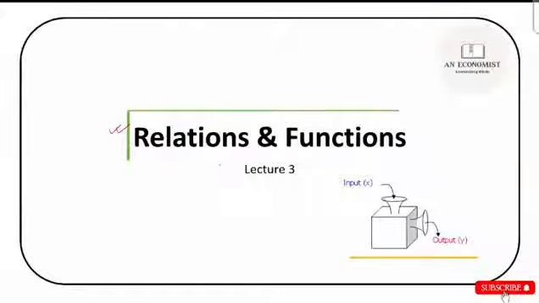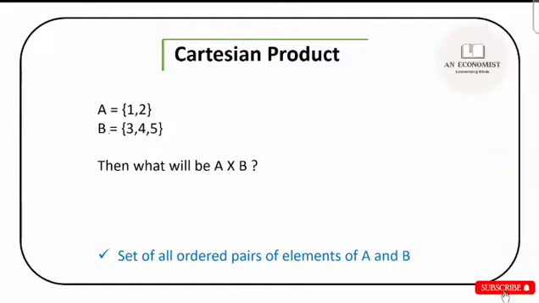So let's get started. In order to understand what a relation is all about, we need to know something called the Cartesian product. So let us talk about that first. You are given two sets, set A and set B. Now if I ask you what will be A cross B, A cross B is nothing but the Cartesian product of the two sets A and B. Then what will you do? You will write A cross B in this particular fashion.